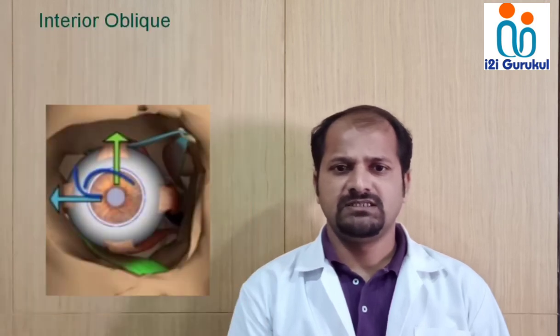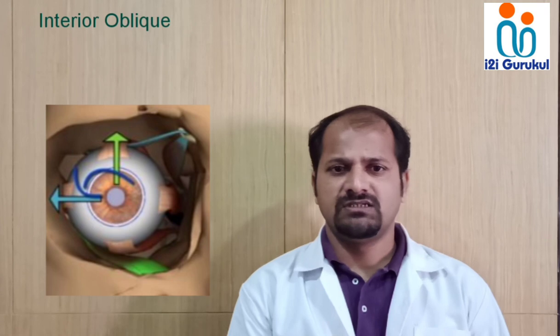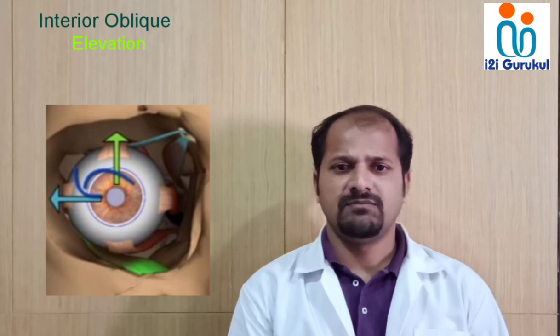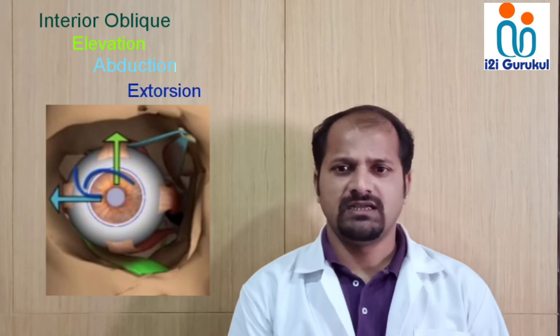Coming to the last, the inferior oblique muscle. Its main action is that it moves the eyeball upwards, which is called elevation. The subsidiary or secondary actions of the inferior oblique: number 1, it moves the eyeball outwards, which is called abduction, and it rotates the eyeball outwards, which is called extorsion.